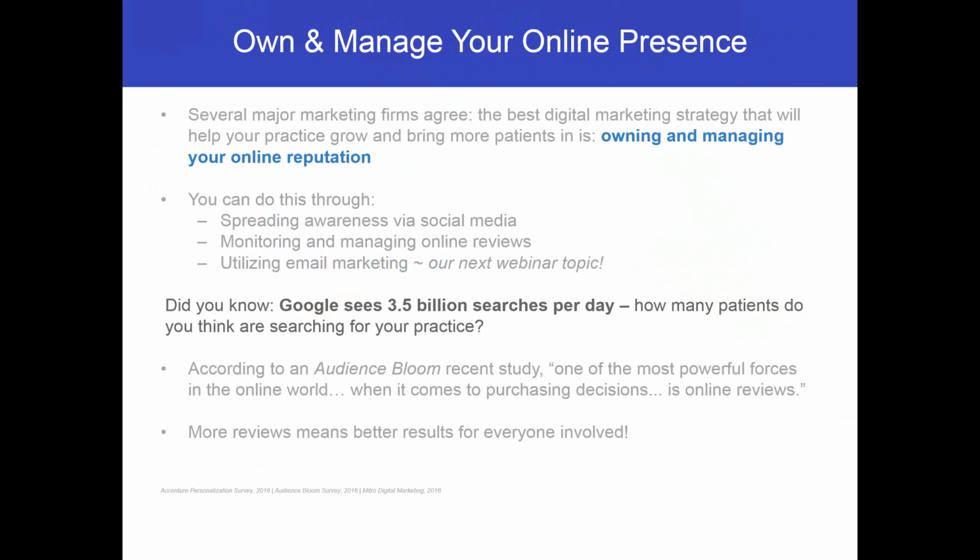Owning and managing your online presence. I'm not going to go through every single piece of this, but I do want to talk about 2 of these things. Google sees 3.5 billion searches per day. I'm sure all of you are very familiar with the search engine Google. The fact that this is happening, something you want to start to think about is how many patients do you think are searching for your practice on a daily basis, and what is it that they see when they search you online? Okay. Owning and managing your online reputation can be done in a number of different ways. Social media.